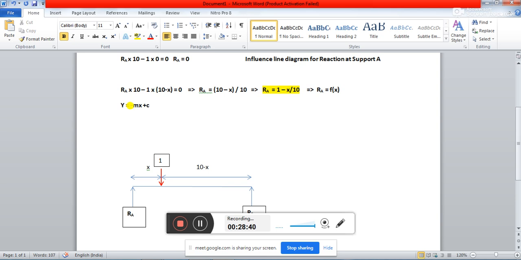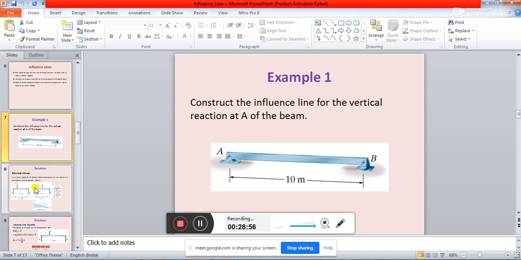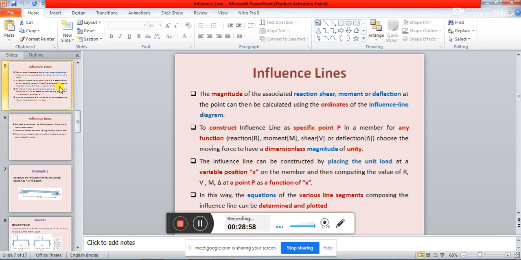Is it clear? So see, this is actually the equation of a straight line, and that is what I said in the previous class, if you remember. Okay, I'll go back to the slide and show you again. So you see what we said in the previous class, if you remember, this is what we have done.